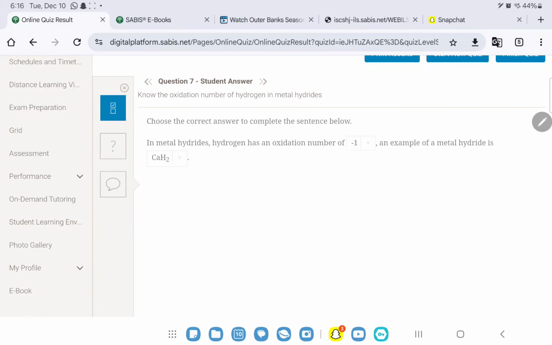In a metal hydride, hydrogen has an oxidation number of -1. This is the exception for hydrogen. Whenever hydrogen comes in with metal hydrides, its oxidation number becomes -1 instead of +1. To know what a metal hydride is, it's just any metal like Ca with hydrogen beside it, without any O's or any other things, just a metal and hydrogen.